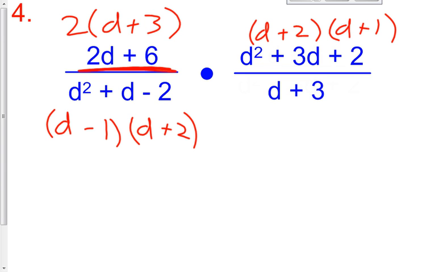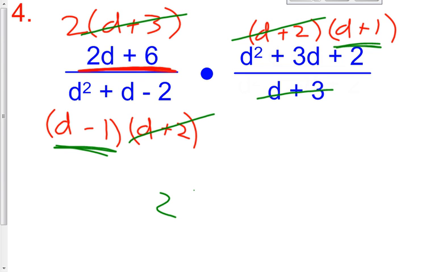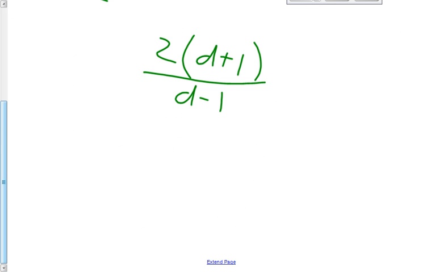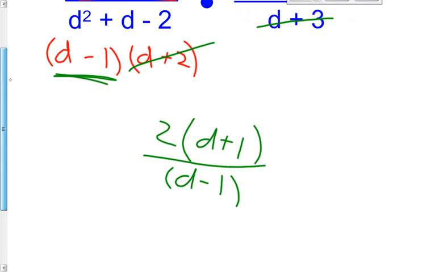2 times the quantity d plus 3. Now that you have everything broken down to their factors, let's see what reduces. d plus 3, d plus 3, d plus 2, d plus 2, and that is it. You can't reduce d plus 1 and d minus 1. They are different factors. So we leave our answer as 2 times the quantity d plus 1 in the numerator, and in the denominator, we have d minus 1. So there is our answer for problem number 4.